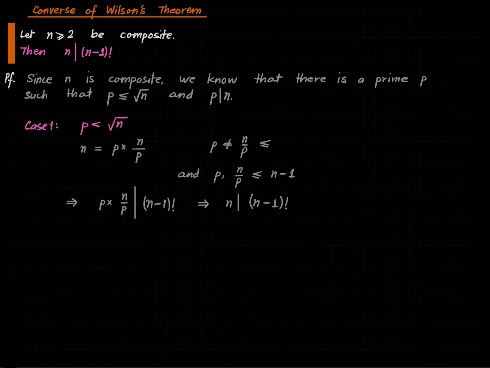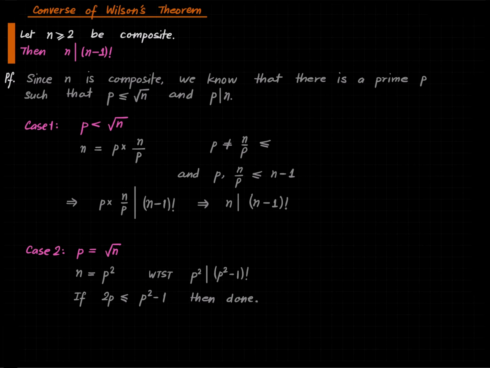Case 2 is when you have equality. p is equal to square root of n. So here we will have n as p squared, and we want to show that n divides n minus 1 factorial, that is, we want to show that p squared divides p squared minus 1 factorial. Now here's the thing, if 2p is less than or equal to p squared minus 1, which happens very generously, then we are done.